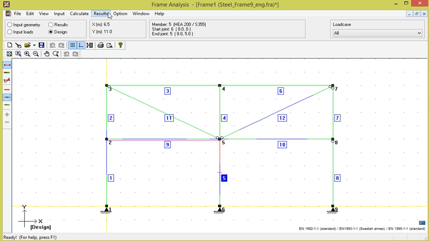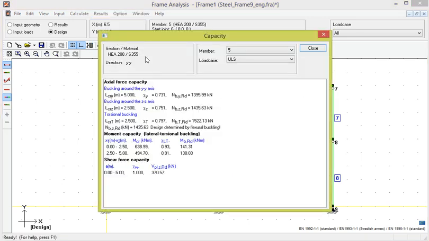and the capacity window shows that the buckling length out of the frame plane now is 2.5 meters and the reduction factor 0.751 with associated capacity 1,435 kN. Buckling length and capacity in the frame plane is of course unchanged.